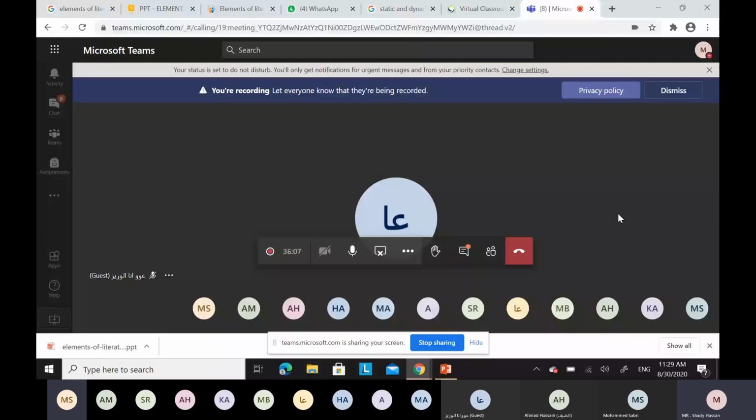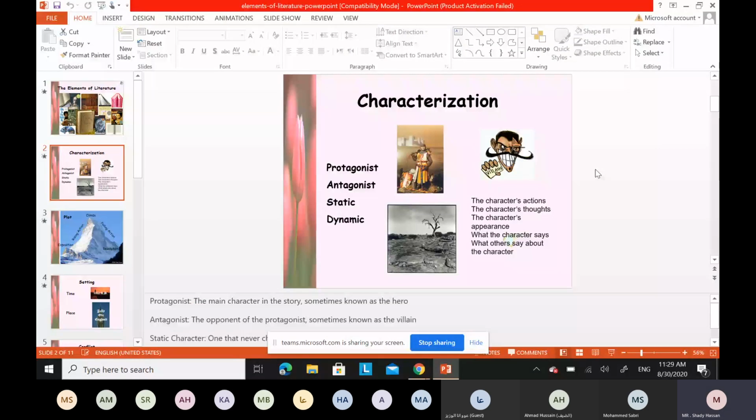The antagonist is the enemy of the heroes. Antagonists are dynamic characters. They change during the course of the story. Their point of view changes. And of course, you know the plot, which is the arrangement of the events of the story.